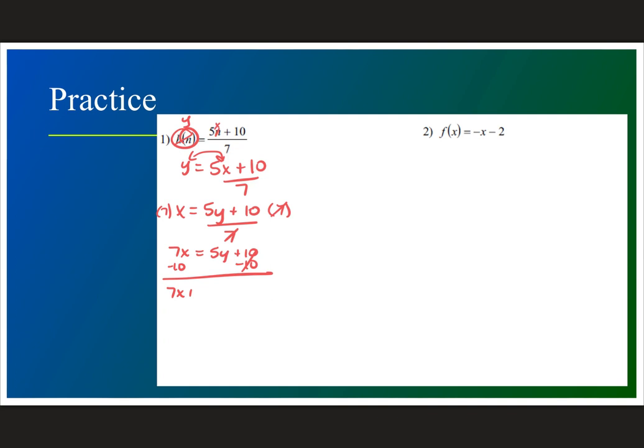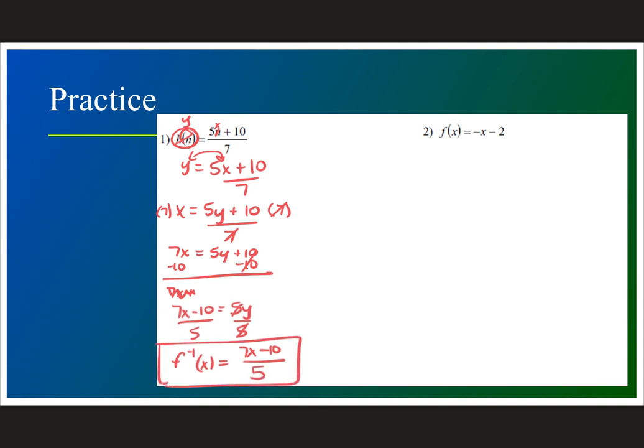I don't know why it's not erasing today. It's weird. Anyway, I'm going to do 7x minus 10 equals 5y, and then I'm going to divide both sides by 5. And I don't need to simplify it any further than this. So when I rewrite it, I'm just going to say the inverse of x, or you can use h, it doesn't matter, is (7x minus 10) divided by 5.